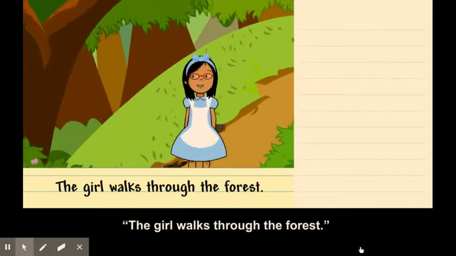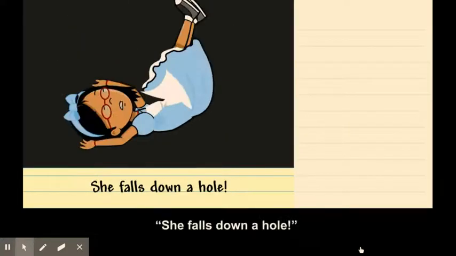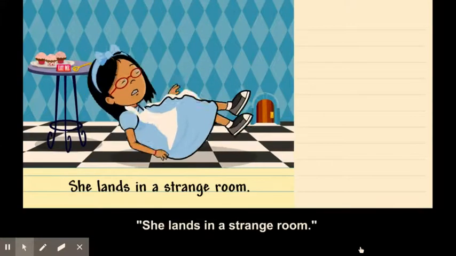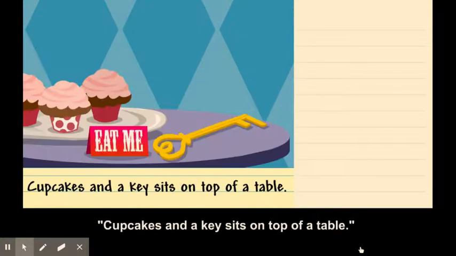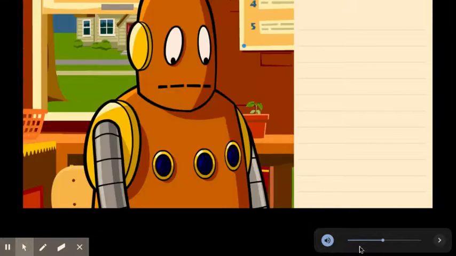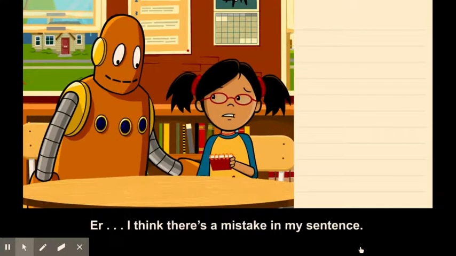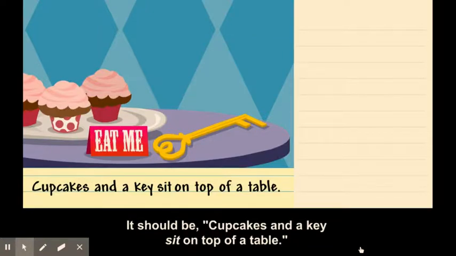A girl walks through the forest. She falls down a hole. She lands in a strange room. Cupcakes and a key sits on top of a table. I think there's a mistake in my sentence. Should be cupcakes and a key sit on top of a table.